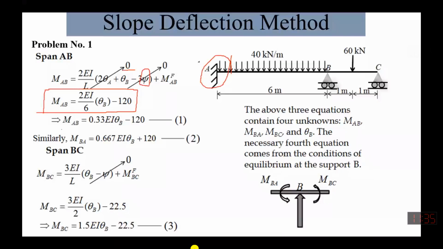Similarly, we'll write down the equation for MBA as well, and we'll find that it is equal to 0.667 EI theta B plus 120. So these two equations are there with us for span AB.